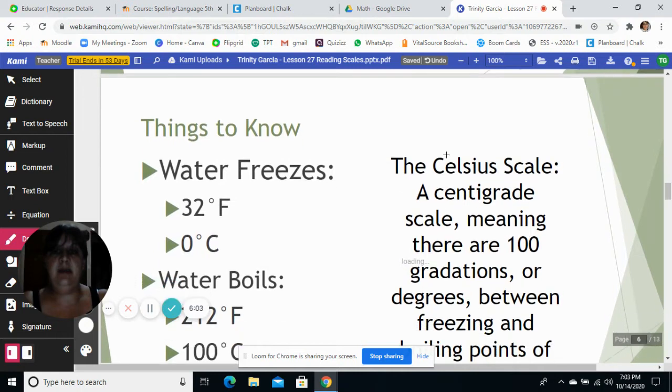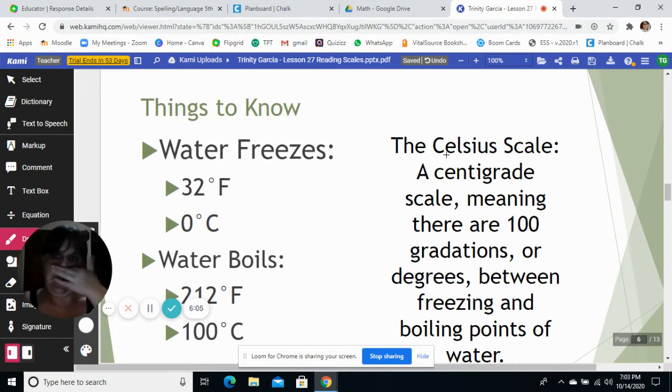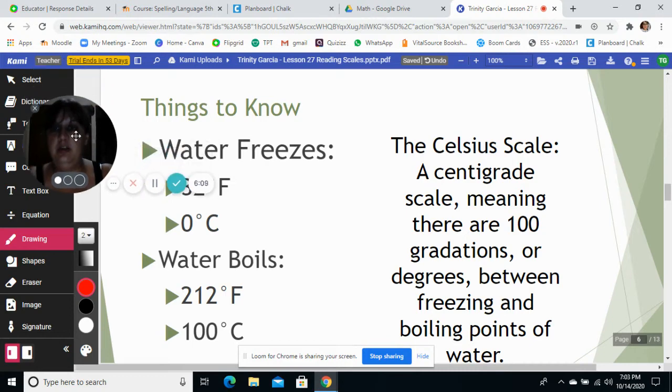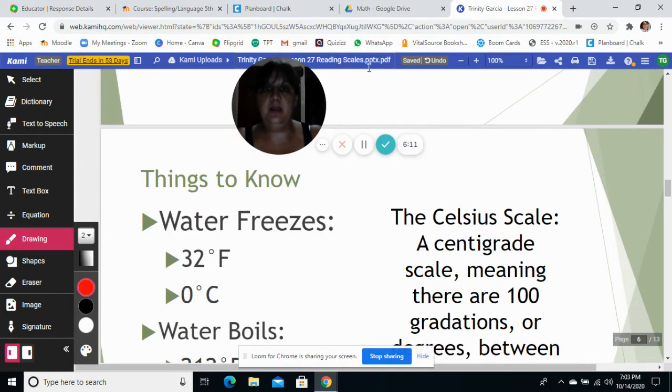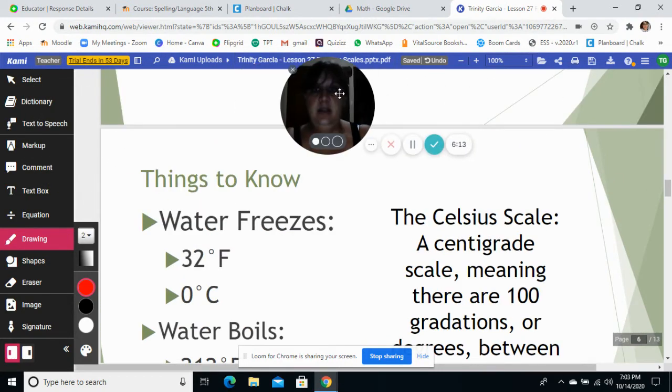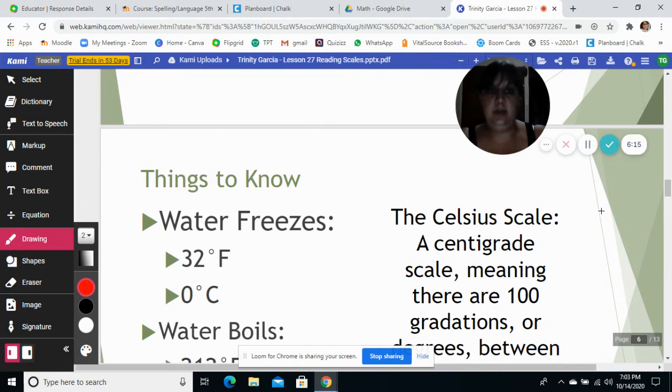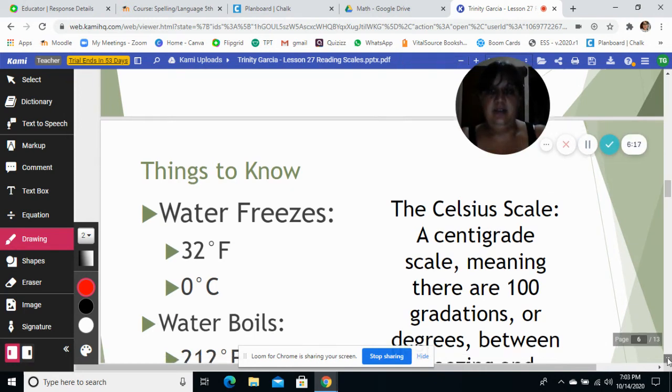Things to know about temperature. You might want to note these down in your books so that when they come up in your homework, you know what to do about them. I'm going to try to move this video out of the way, okay, so that you can see the notes better.